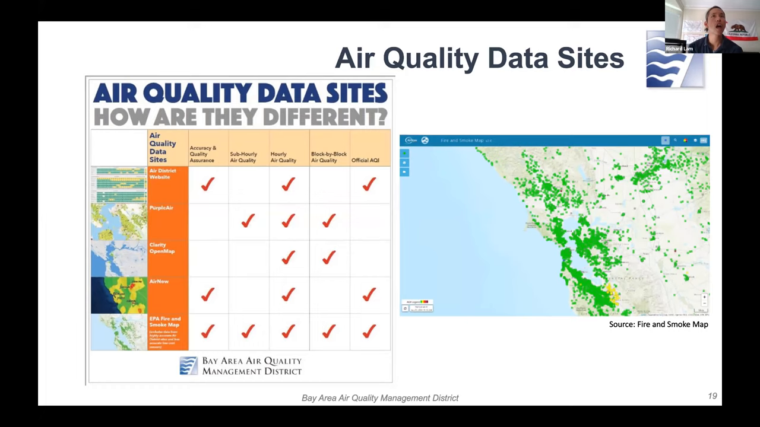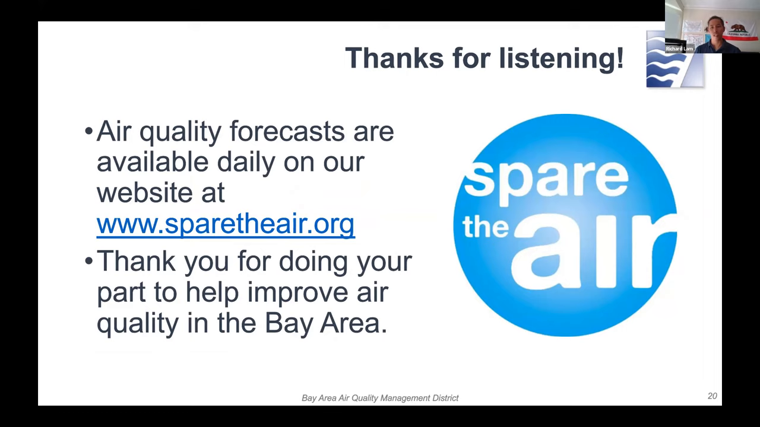So this is how our forecast process works. You can get our air quality forecast on spiritair.org. And thank you to everyone for doing your part to help keep our air clean also.